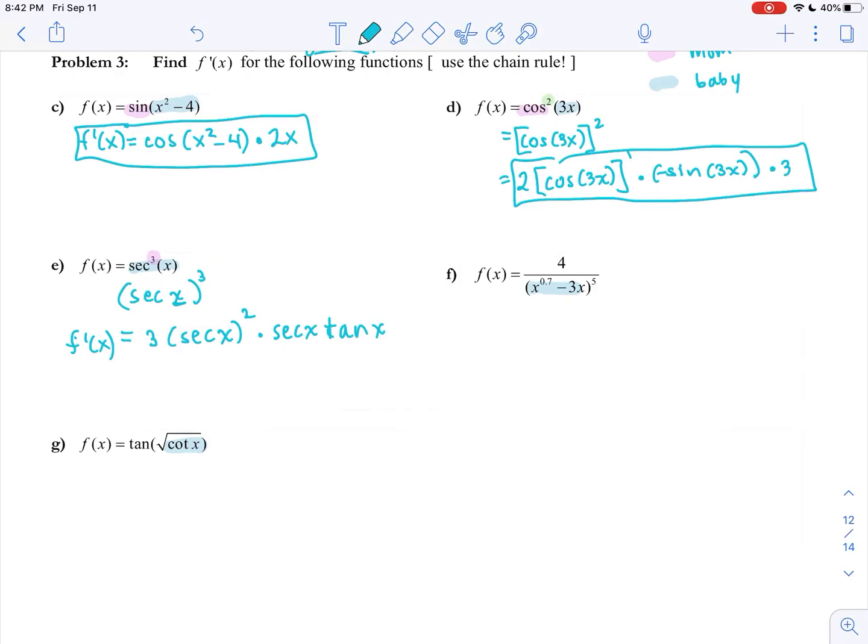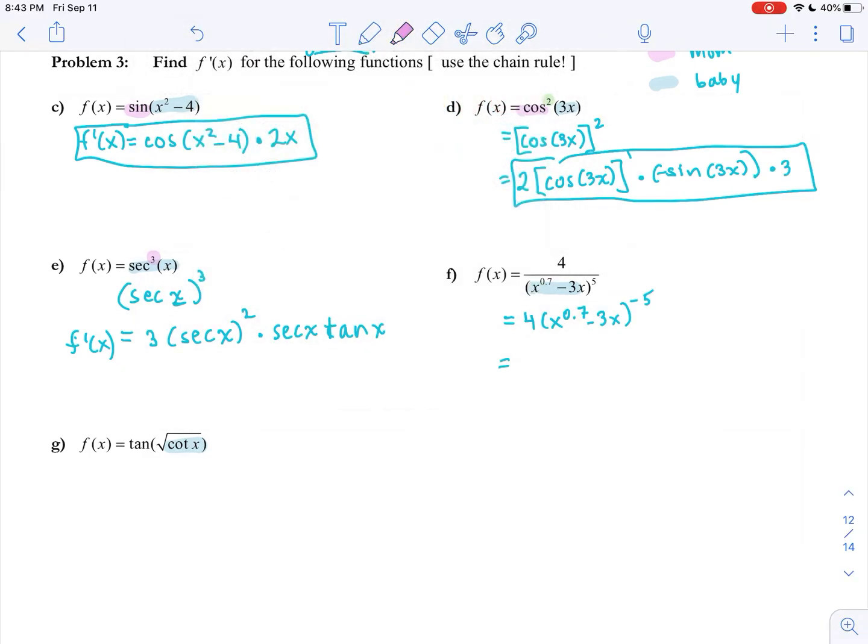And then finally, we have our f, which looks like something you guys could do quotient rule with, but I prefer chain rule myself just because I think chain rule is kind of fun and a little bit less intimidating than the quotient rule in terms of the number of terms you have. So you have 4 over x to the 0.7 minus 3x to the 5th power, and in order to use the chain rule, we're going to bring the denominator up, make the exponent negative, and now apply the chain rule.